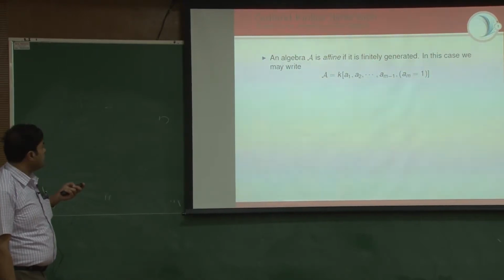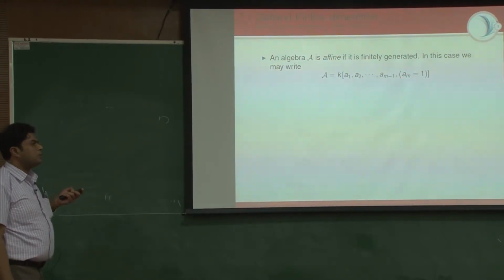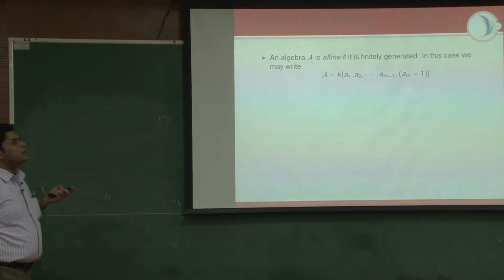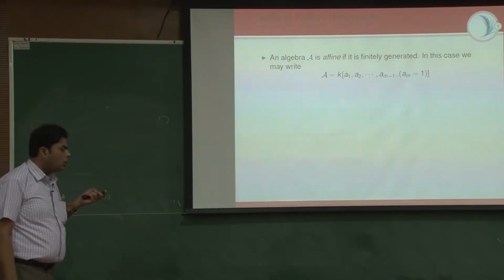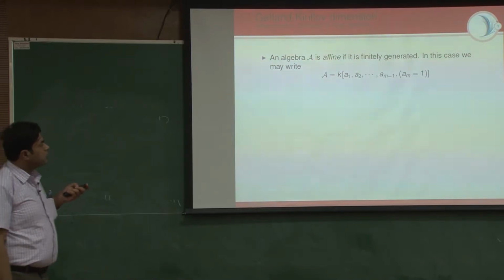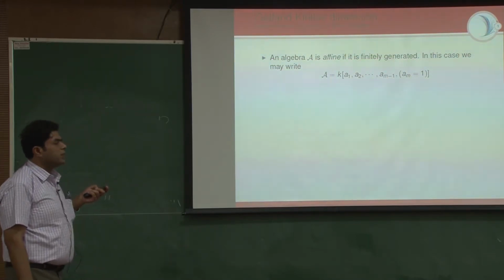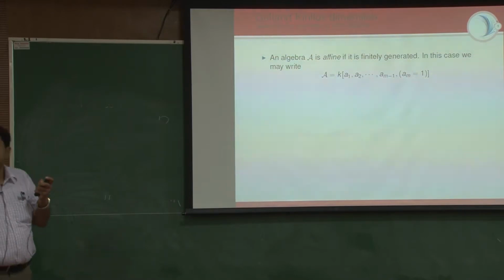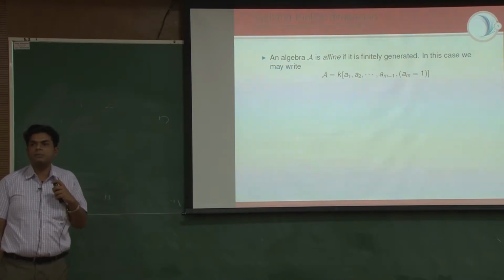For example, if you think about the matrix algebra over a field, we know that all the elementary matrices generate the algebra. Now, given a generating set of an algebra, it naturally defines a filtration of the algebra. By that I mean some kind of increasing sequence of subspaces in the algebra.